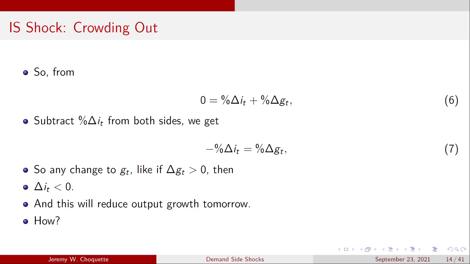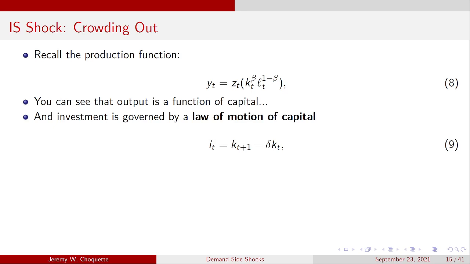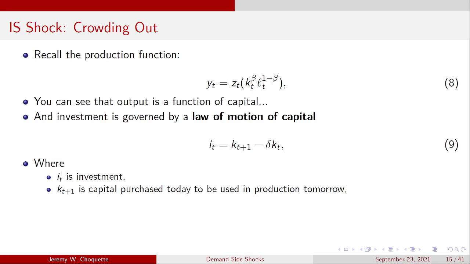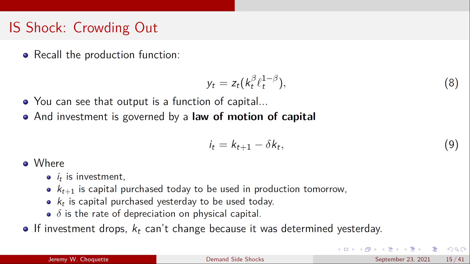Well, how does this reduce output growth? Recall that production function that I showed you before. Output's a function of labor, but it's also a function of capital. Investment, that little IT that you see in y equals c plus I plus g, is equal to this law of motion of capital, KT plus 1 minus delta times KT. IT is investment. KT plus 1 is capital purchased today to be used in production tomorrow. KT is capital purchased yesterday to be used today. Delta is the rate of depreciation on physical capital. Don't really worry so much about that.